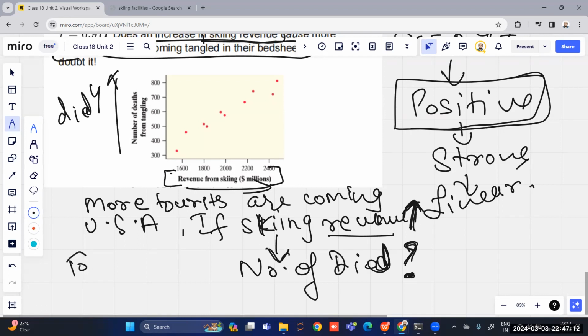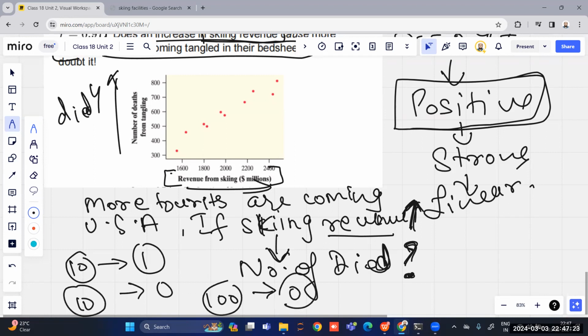It means, what if 10 people are skiing? It will not imply that one will die. It can happen that if 10 people are skiing, no one dies. If 100 people are skiing, it can happen that zero die. So here it can be a doubt. There is a strong relationship by the graph, but there is a doubt, so we cannot interpret the results.